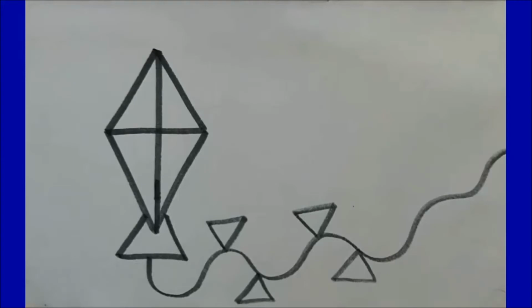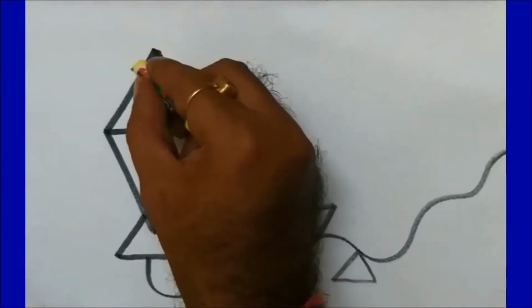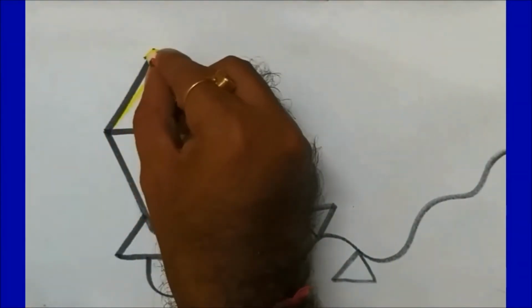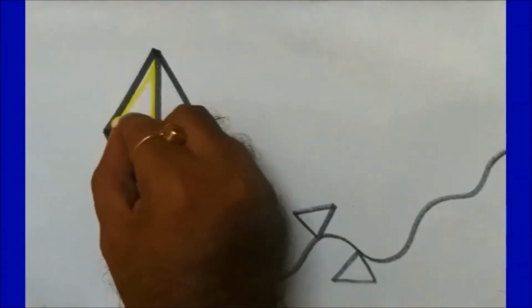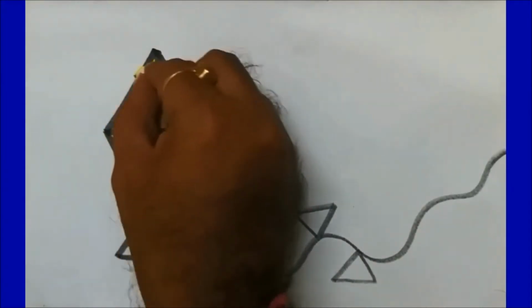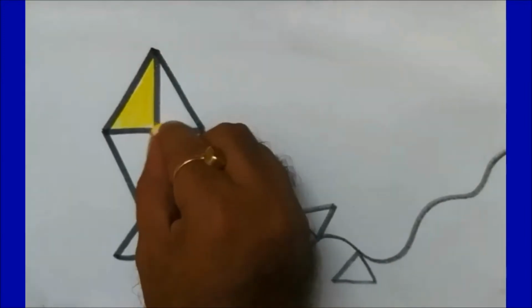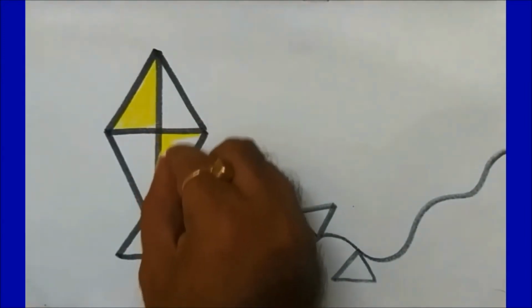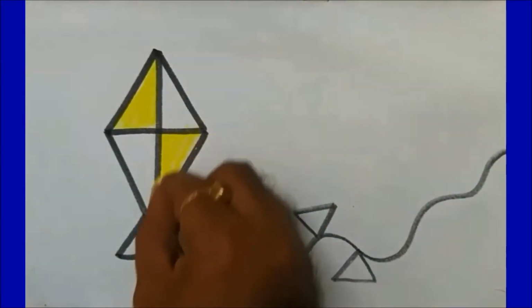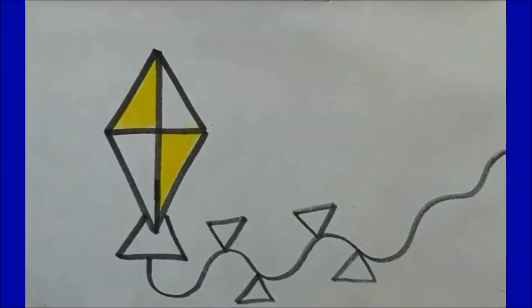Now we are going to fill a color inside. Take it yellow color. We are going to fill yellow color inside. First border it. The portion where you are doing a color, fill inside. Fill on a cross manner. If you want to make it whole yellow kite, also you can make it. Here I made it cross coloring.